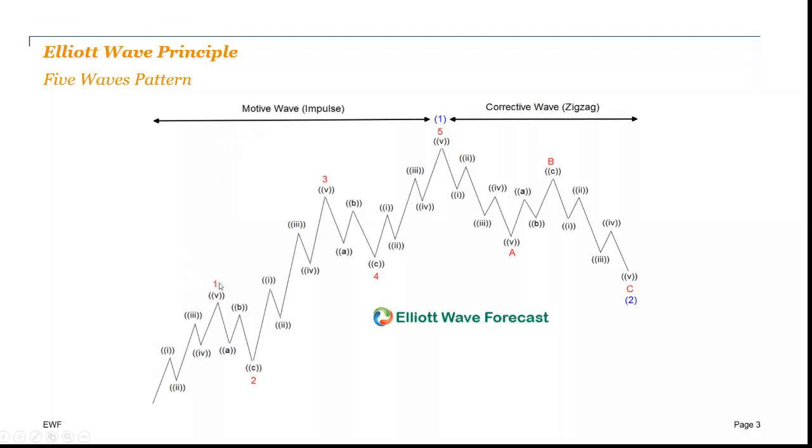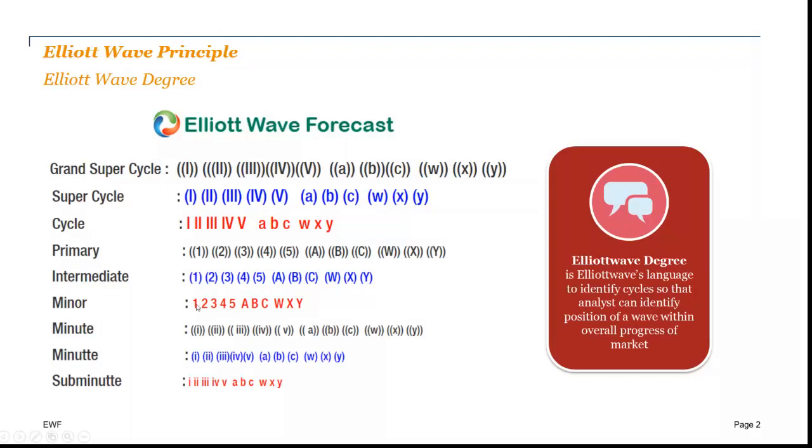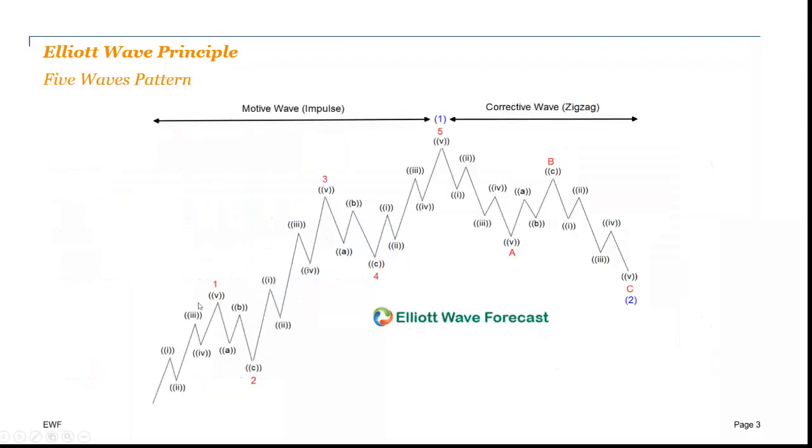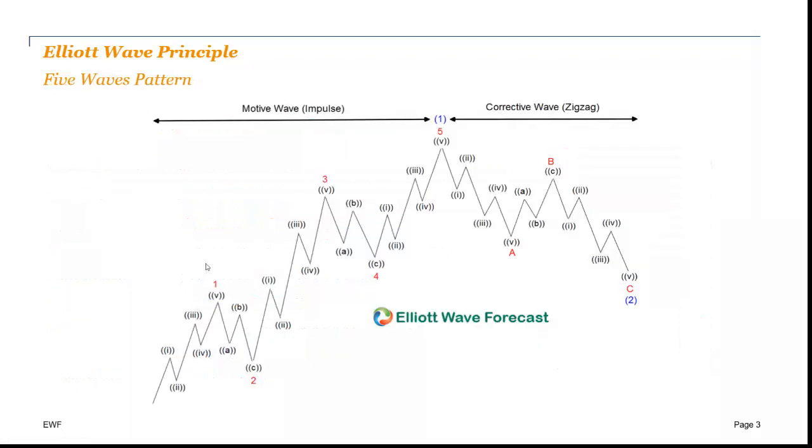Okay, everybody can see it, right? One in red color is minor degree. Now, when you cut this 1, 2, 3, 4, 5 into the subdivision, which degree should it be? When you are talking about the subdivision of 1 in red, which is minor degree, which degree do you think it should be when we are talking about the subdivision of a minor degree? You want to cut that minor degree wave, right?